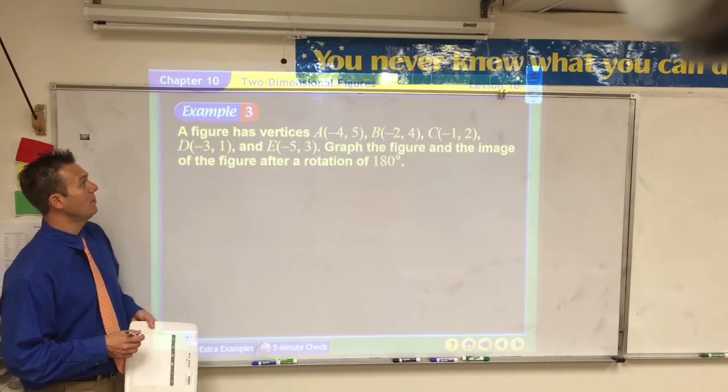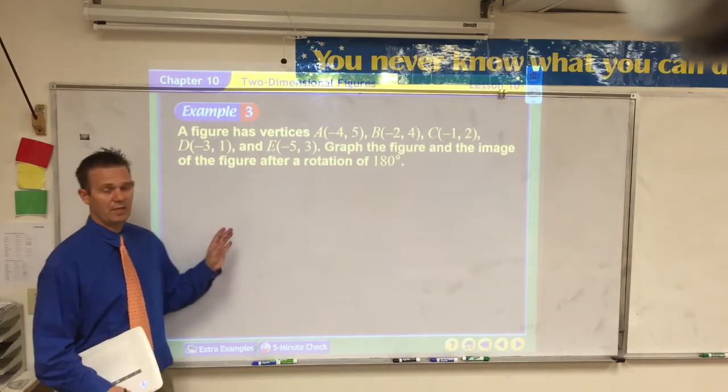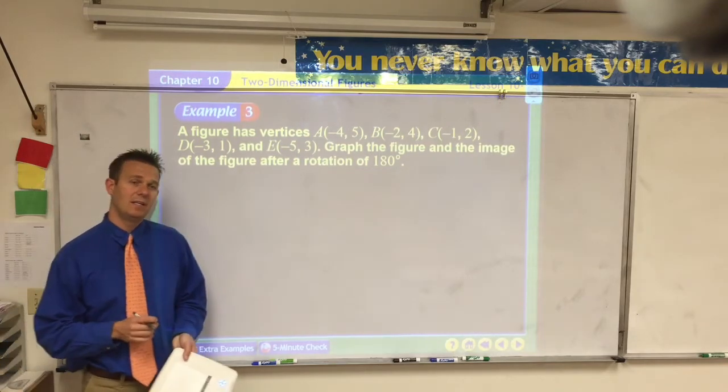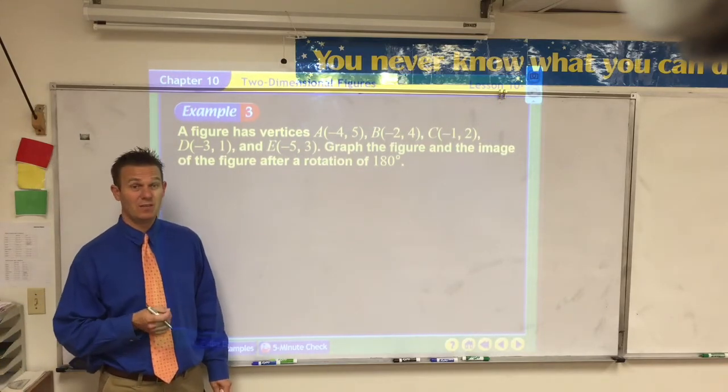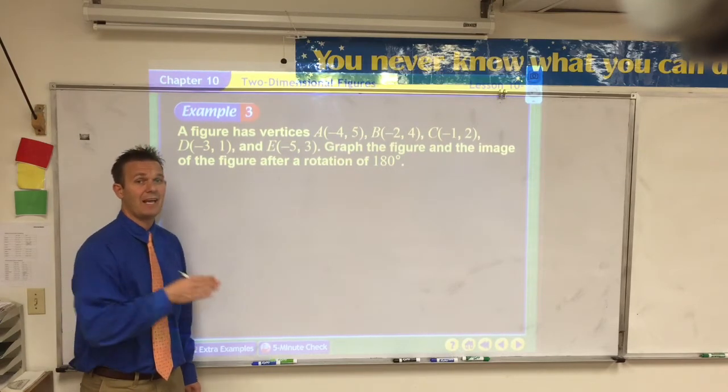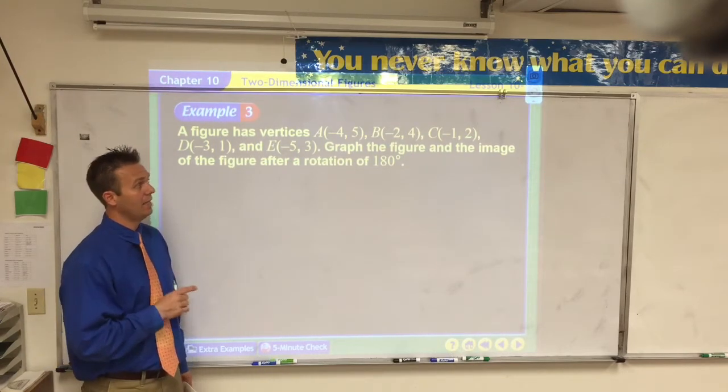Okay, the last example, we're going to be doing a rotation now. So we're going to be rotating the figure, and this one is a rotation of 180 degrees. Now for the rotation of 180 degrees, what you do is multiply both the x and the y by -1.